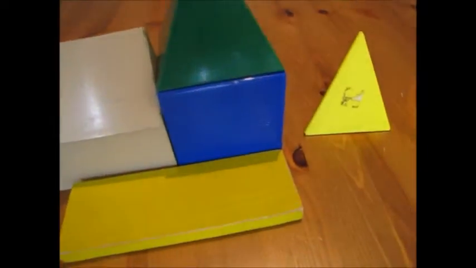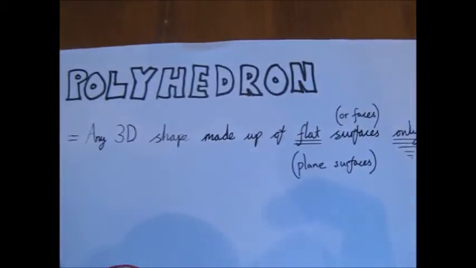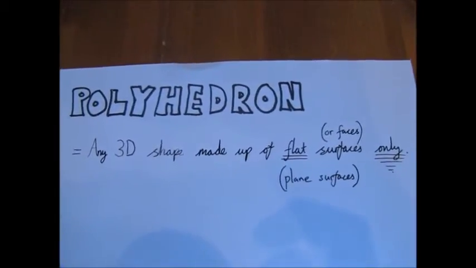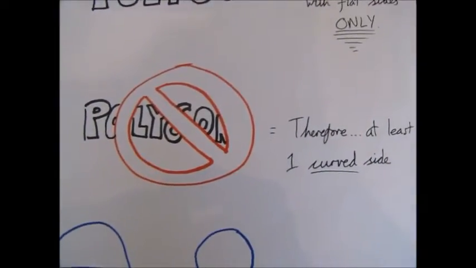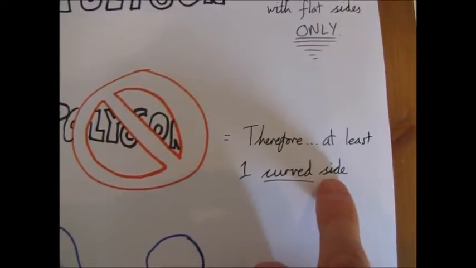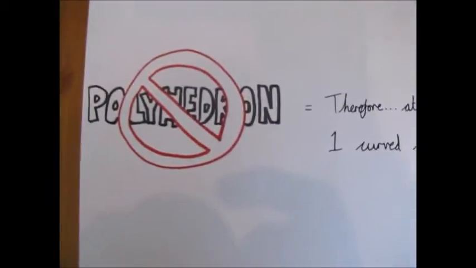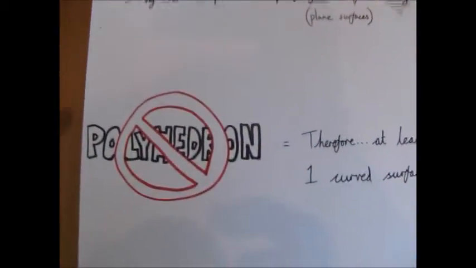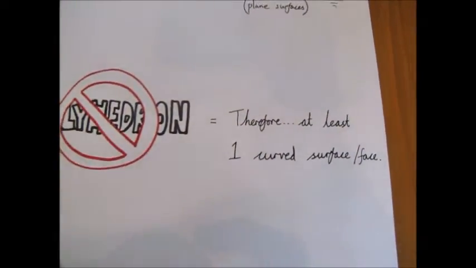But can you see how all of these shapes have flat faces, plane surfaces? Whoopsie. Can you see that? All flat surfaces. No curved faces in sight. Therefore, those shapes must be polyhedra for plural, or polyhedron for singular. Okay. Can you remember, if it wasn't a polygon, it had to have at least one curved side. So we looked at semicircles, circles, and ovals. Those were for 2D shapes. But for 3D shape, if it's not a polyhedron, it must therefore have at least one curved surface or face. So let me give you some examples of those.